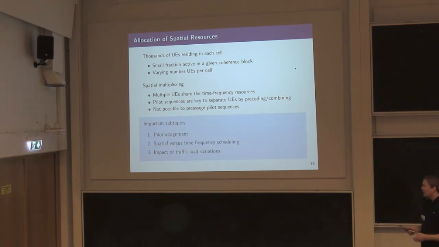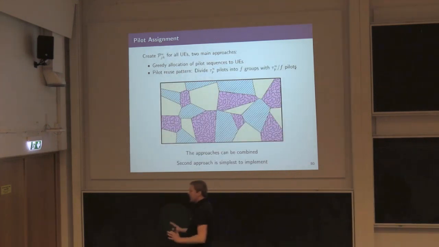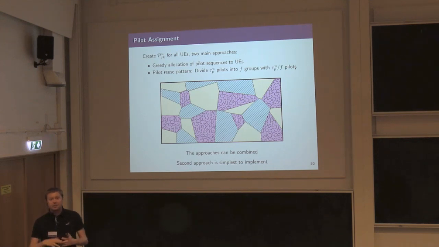So there are three important subtopics here that I will briefly mention. One of them is the pilot assignment. One of them is, should we always schedule all users and separate them spatially by precoding and combining, or could it sometimes be good to separate users in time and frequency? And how does the traffic load variation, in terms of having a varying number of users, affect the system? So the first thing was the pilot assignment, and we have looked at this in a simple way where we had pilot reuse factors.